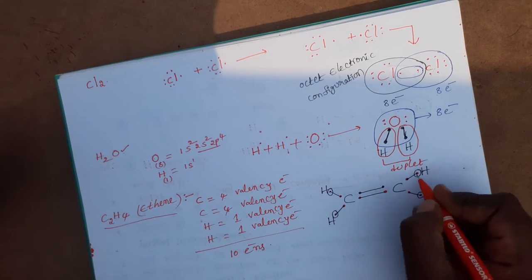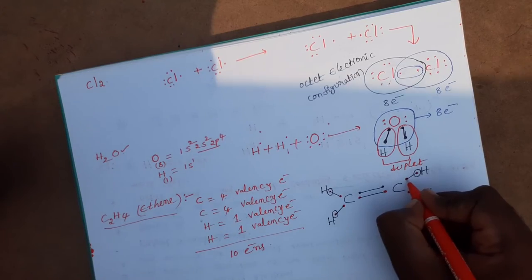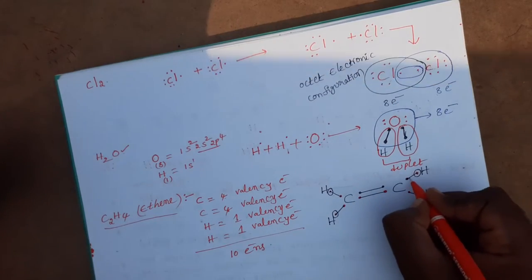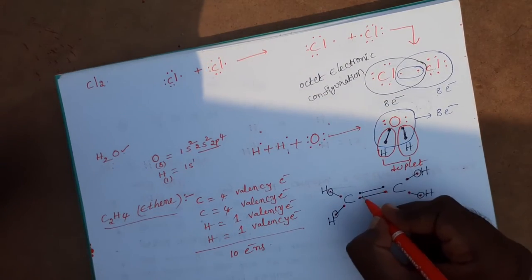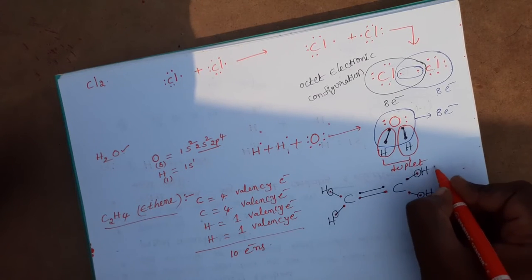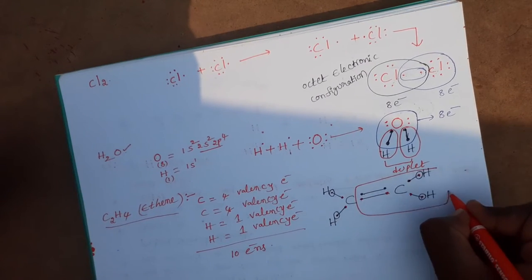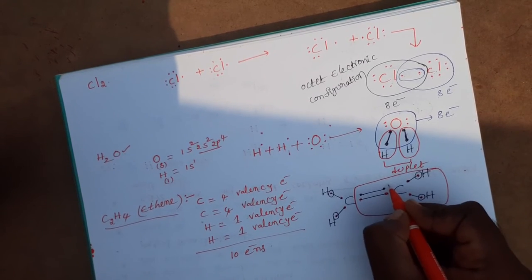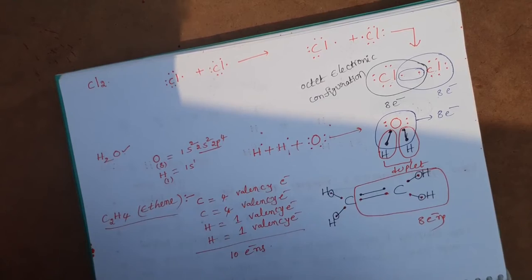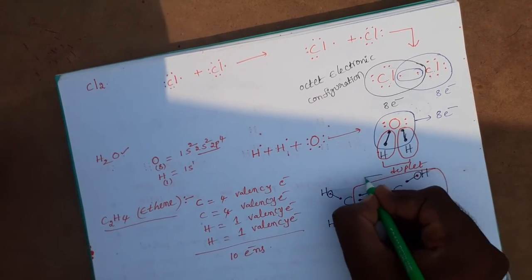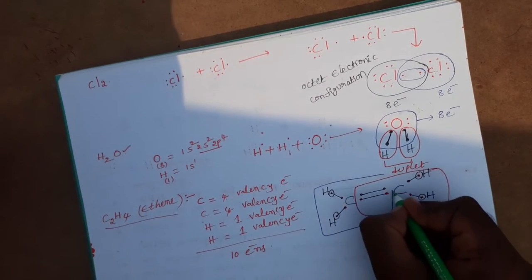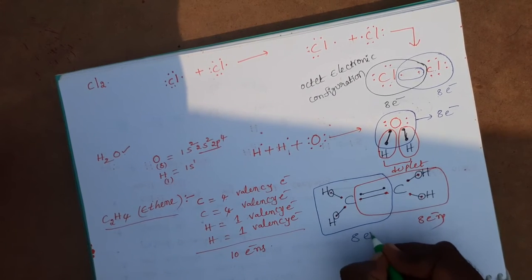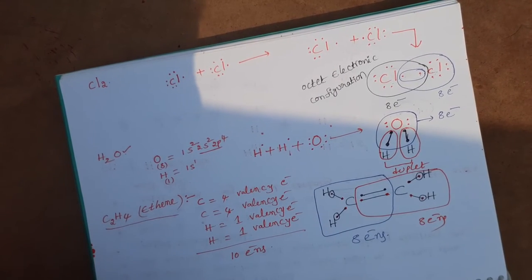See children, here we can observe this carbon contains how many electrons? 1, 2, 3, 4, 5, 6, 7, 8. This carbon contains how many electrons? 8 electrons. And this carbon also contains 8 electrons.